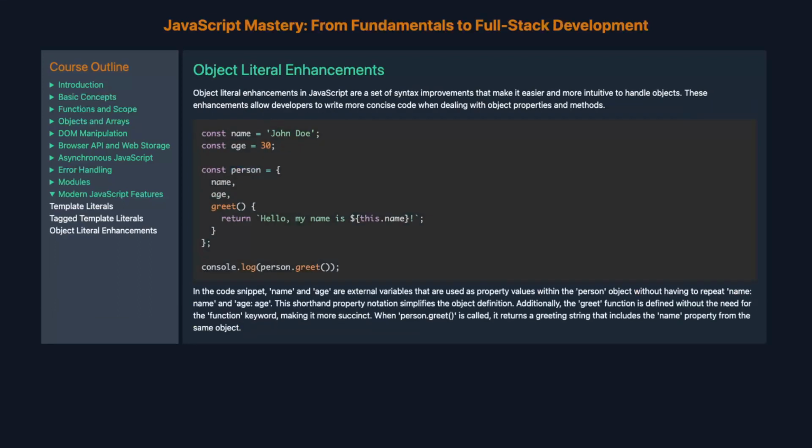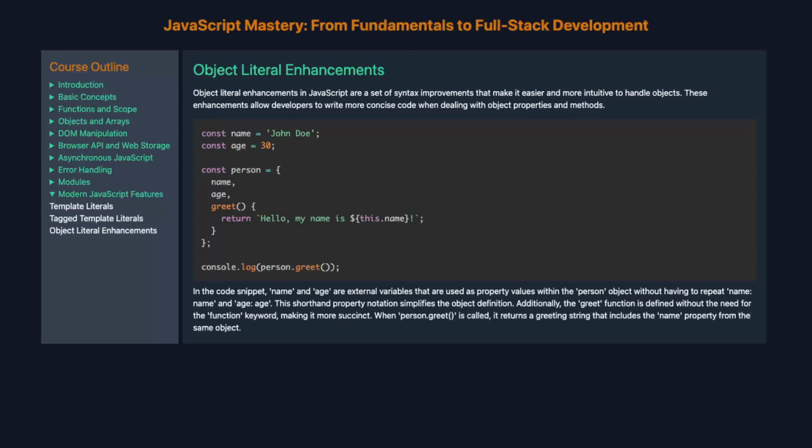Object literal enhancements. Object literal enhancements in JavaScript are a set of syntax improvements that make it easier and more intuitive to handle objects. These enhancements allow developers to write more concise code when dealing with object properties and methods.